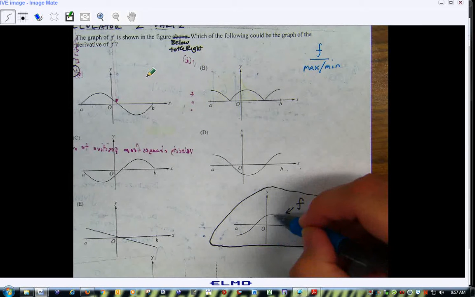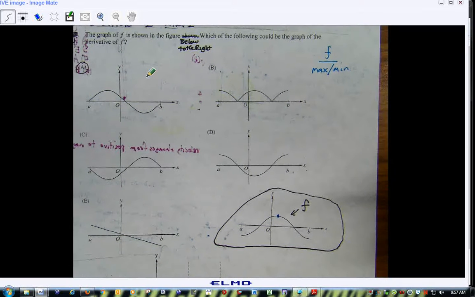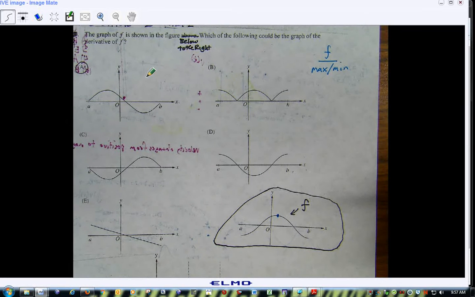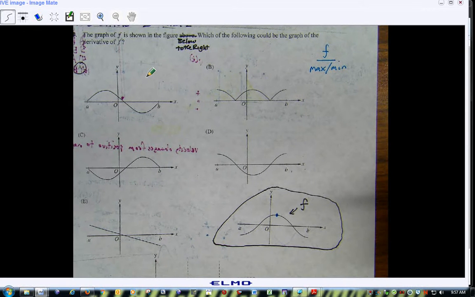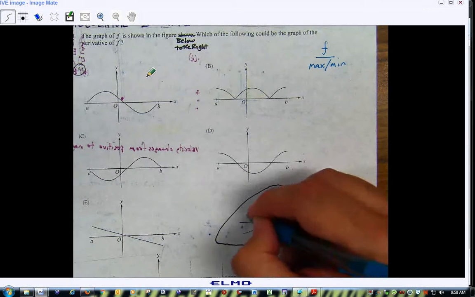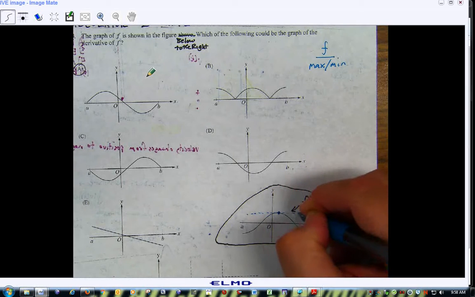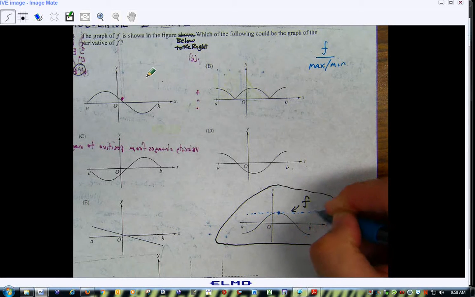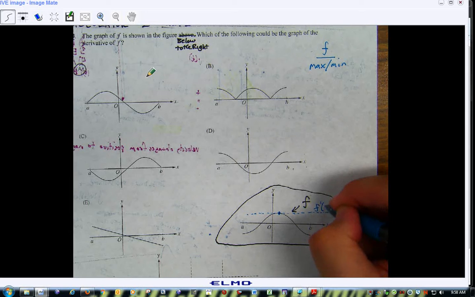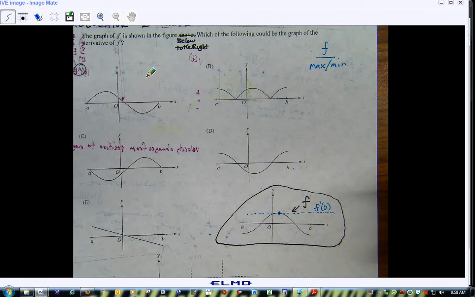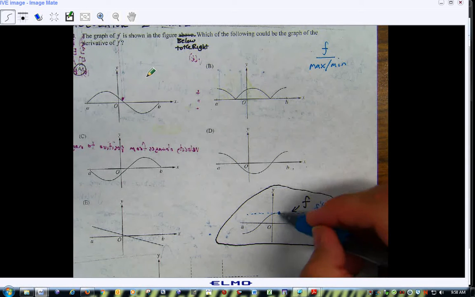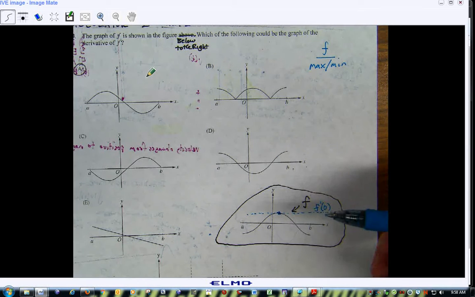So we want to find a graph that has, and well, what's the tangent line? What's the slope of the tangent line? 0. So I know f prime has to be equal to 0 there. So which graph, there's only one of them, it only has one maximum that we see. So which one only hits the x-axis in one spot? A, C, and E. So B and D are gone.